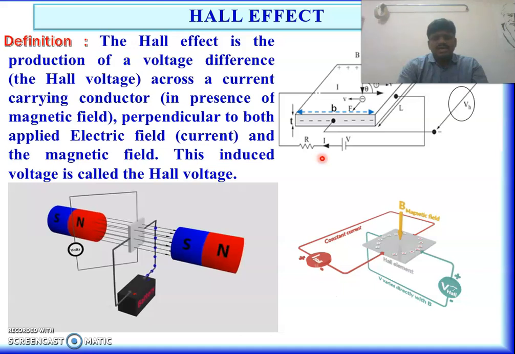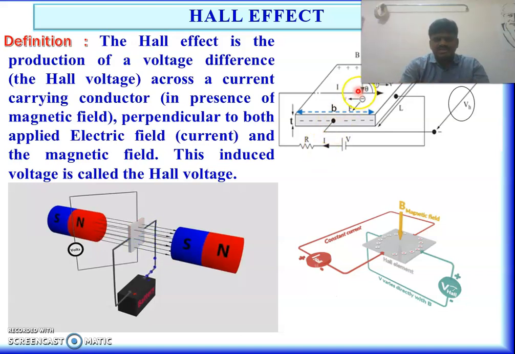Whenever a slab of semiconductor is taken and we apply the electric field in one direction, and in the opposite direction of the applied electric field, if you apply the magnetic field, there is an induced voltage or electric field in opposite to the applied electric field.